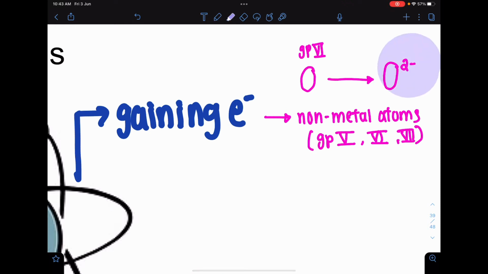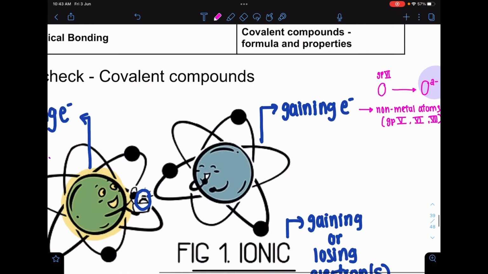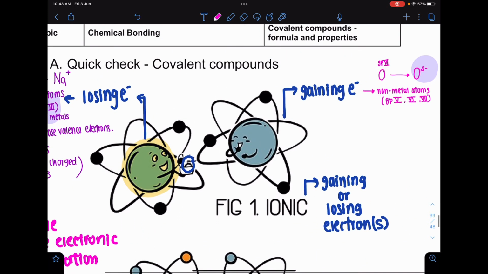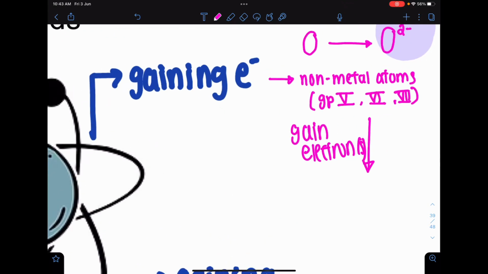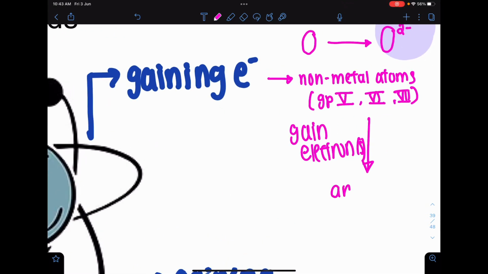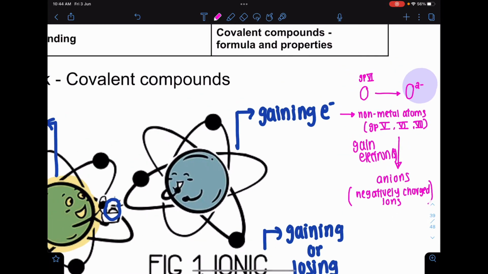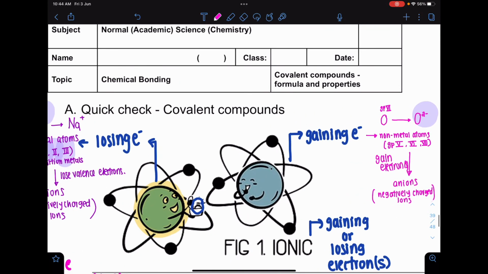and become negatively charged. So unlike the metal atoms, these non-metal atoms will gain electrons, and in the process, they will become negatively charged ions called anions. Alright, so that's all for ionic bonding.